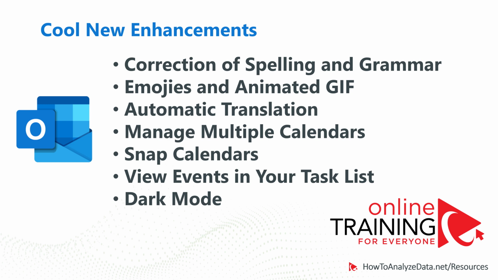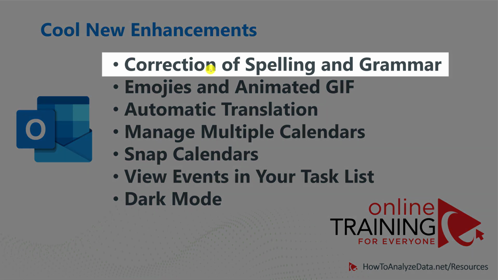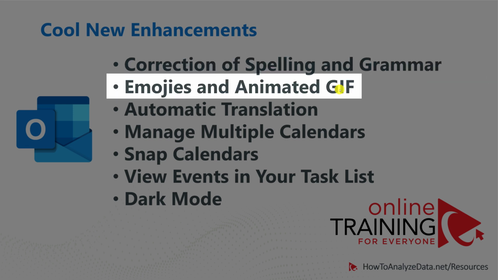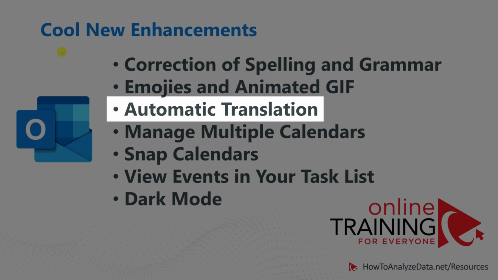Now let me share with you some cool new enhancements that you can check out on your own, as Microsoft introduced these features in the latest release. One of them is correction of spelling and grammar. So not just are we looking at the correct spelling of the words, Outlook also gives you suggestions for the grammar. You have access to emojis and animated GIF files. You can include them to emotionalize your messages. Automatic translation into different languages.